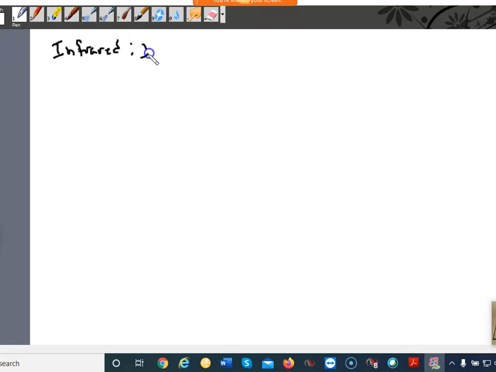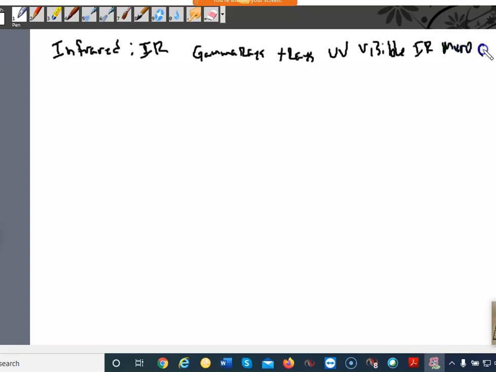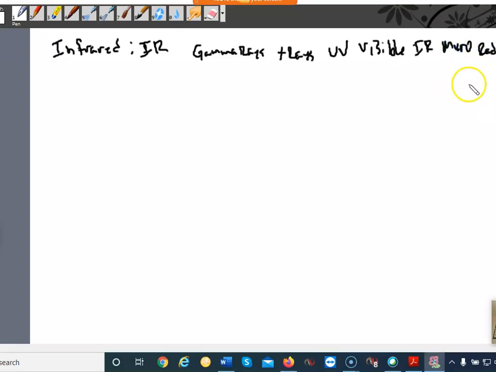Infrared. That's short for IR. Infrared radiation. If you remember the electromagnetic spectrum, you have gamma rays as the highest energy, and then X-rays, then ultraviolet rays, then the visible region, then IR, infrared, then microwaves, and then radio waves.